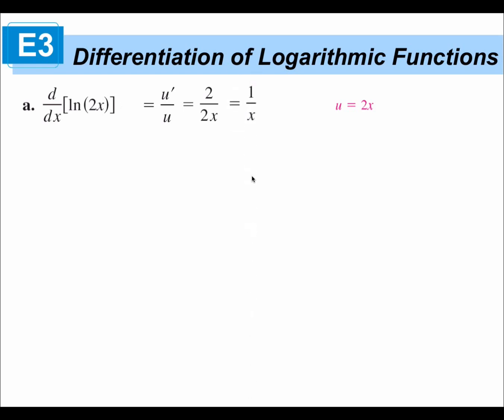Okay. How about this one? What's the derivative of the natural log of the quantity x squared plus 1?